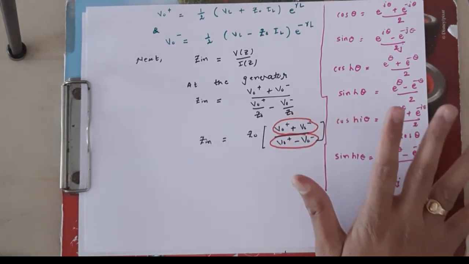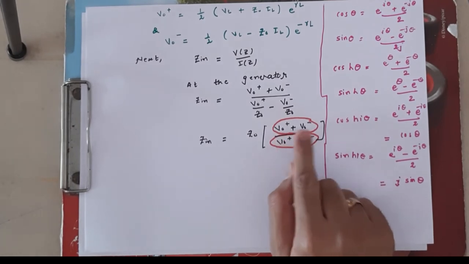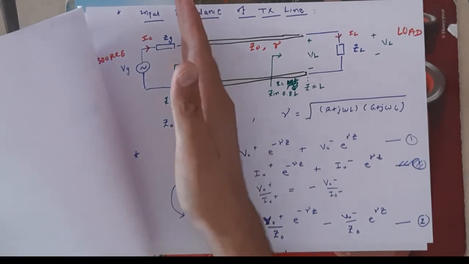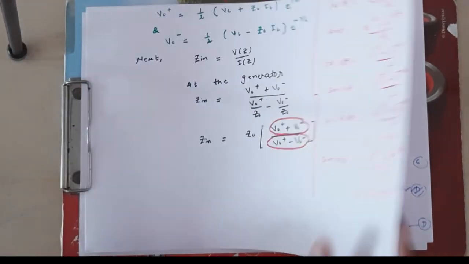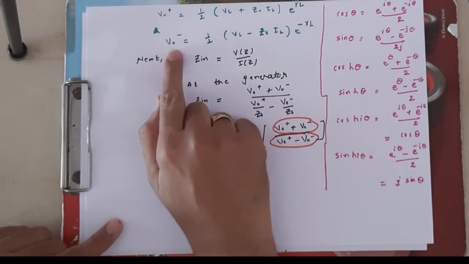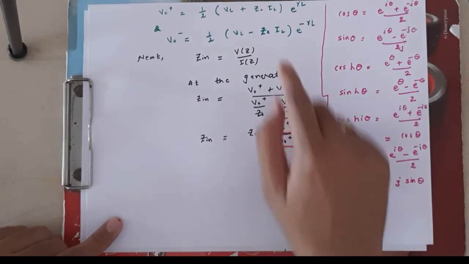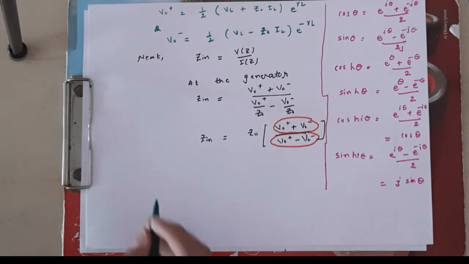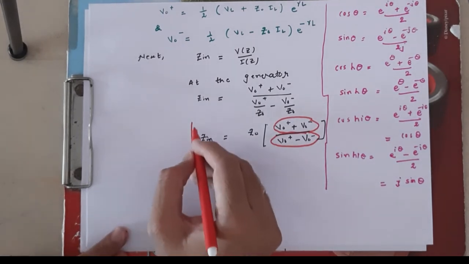We know these equations. Now we have to derive the equations for V0 plus and V0 minus, that is V0 plus and minus V0 minus, at any distance on the transmission line. So we have to consider these two equations, V0 plus and V0 minus. First we do the addition of these two equations, and after that we do the subtraction of these two equations. So let us do the addition. This is my important equation that we have to use.